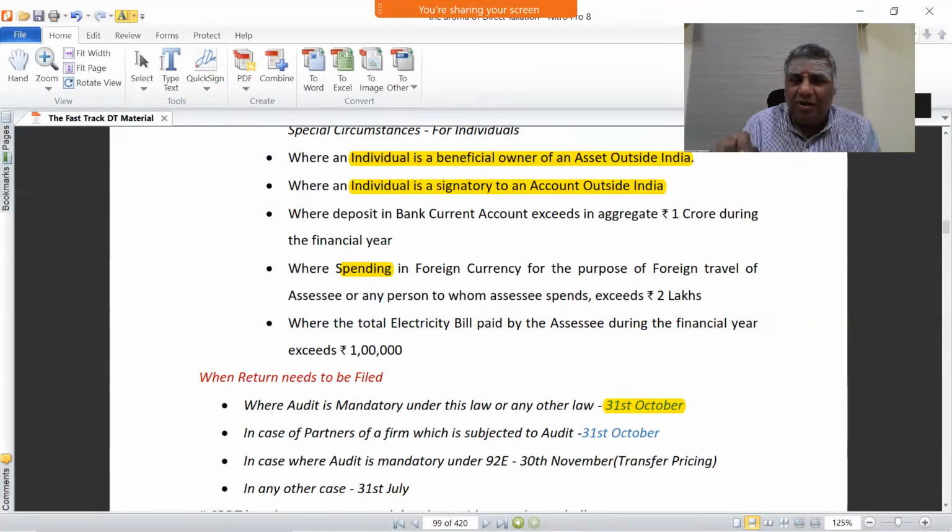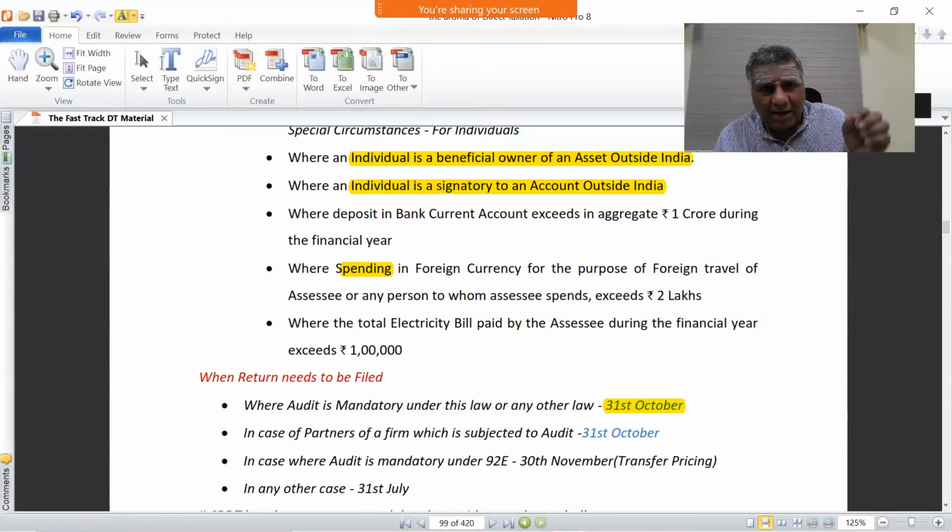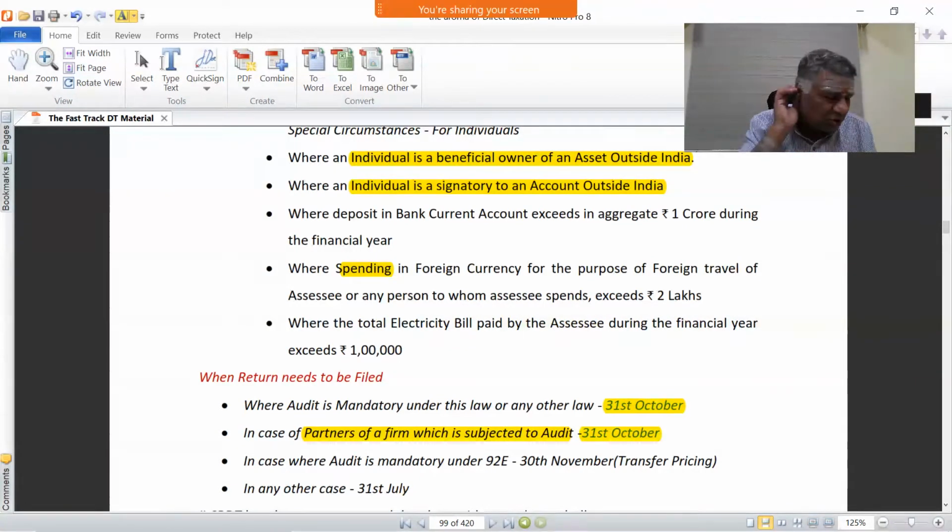Partner of a firm and the firm is subjected to audit. Why am I saying this? Because unless the book profits are known, the remuneration cannot be determined. When will book profits be known? Unless the audit is completed, book profits will not be known. So, partner of a firm which is subjected to audit is also 31st October.